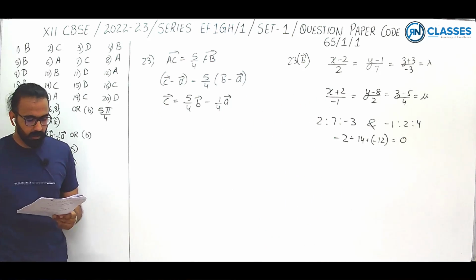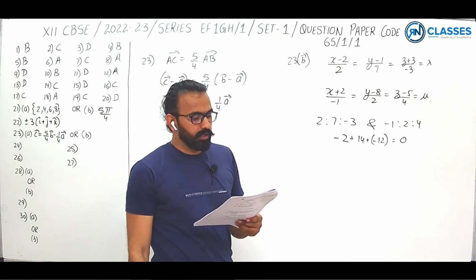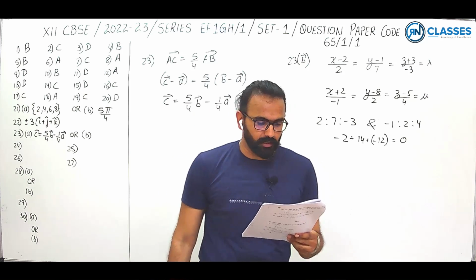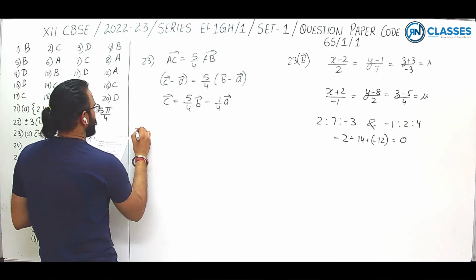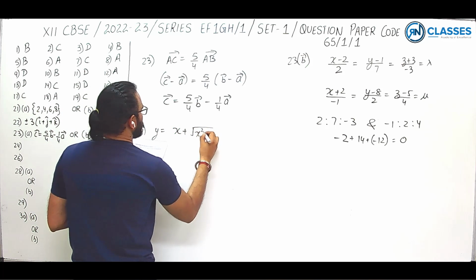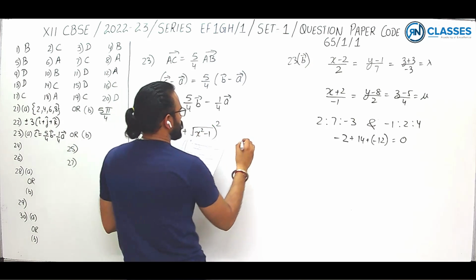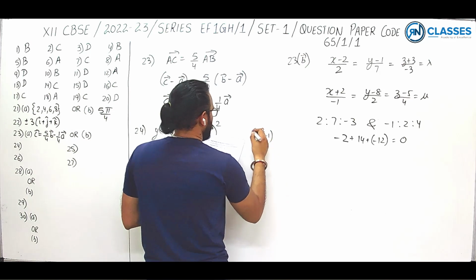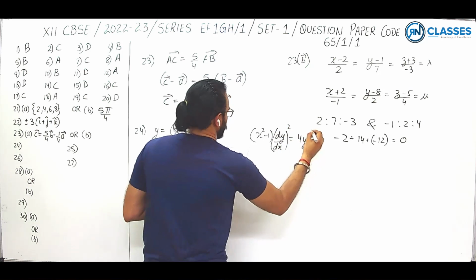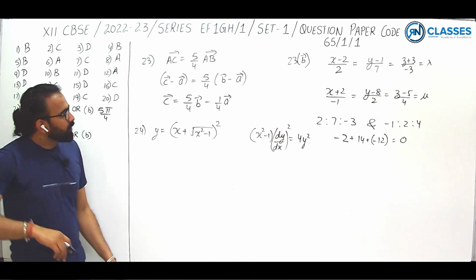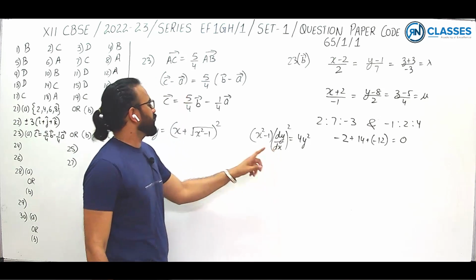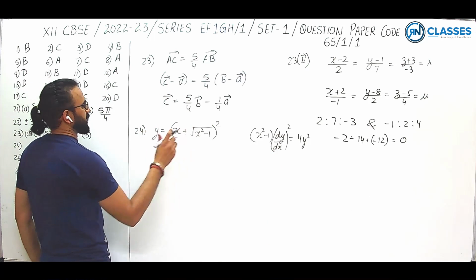Now passing on to question number 24, कहता है if y equals this, then show that left hand side equals right hand side. Let us write this given quantity, that is y equals x plus root of x square minus 1 whole square, and what we have to show is that x square minus 1 into dy by dx whole square is equal to 4y square. In order to show that left hand side equals right hand side, first of all we need dy by dx. In order to find dy by dx, let us differentiate both sides with respect to x.